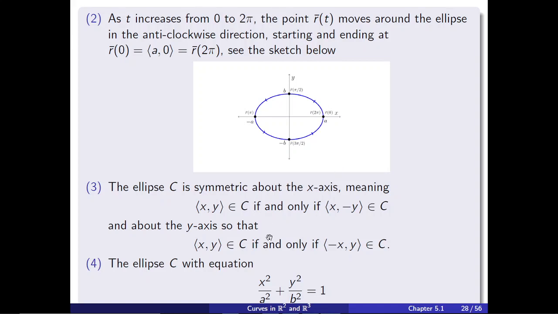Now the other thing is the ellipse is symmetric about the x-axis and the y-axis. So if you look at it, we can see that (x, y) is in C if and only if (x, minus y) is in C. So we can always see the reflection there, and then the reflection in the y-axis, the points, we can see that from there, right?